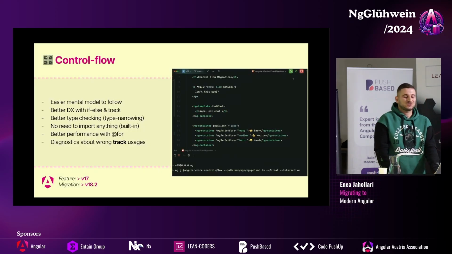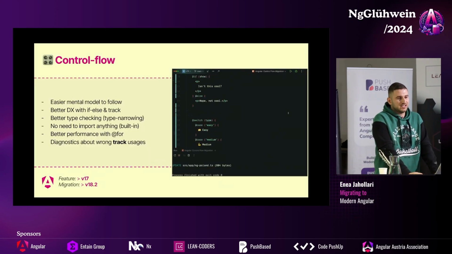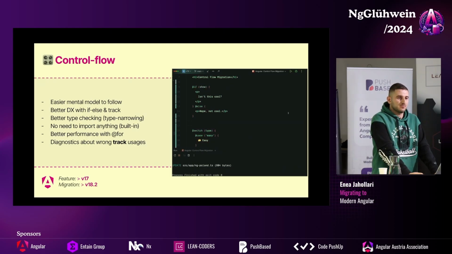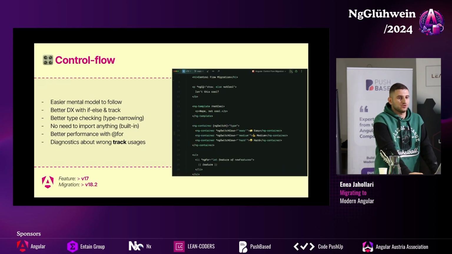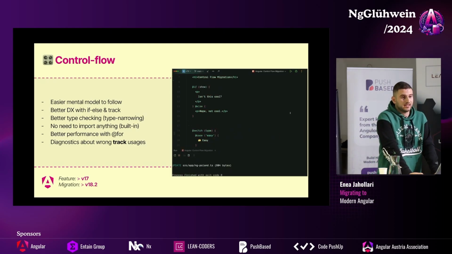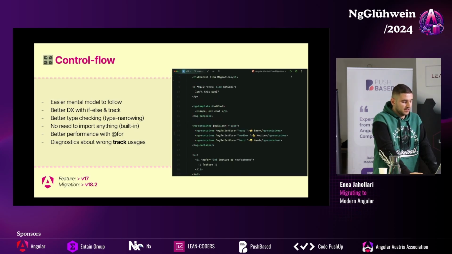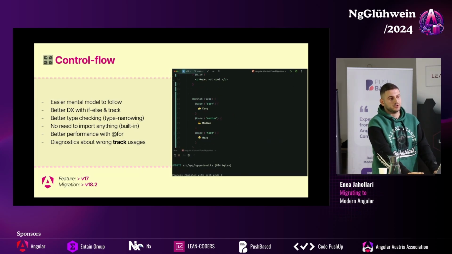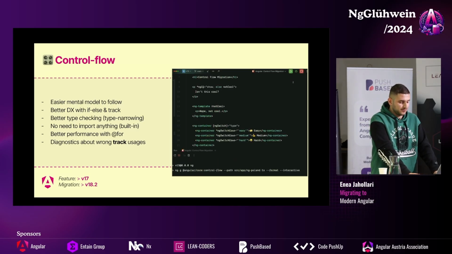Good. Control flow, of course, is really good. It's an easier mental model. You don't have to care about ngIf or ngTemplate and ng other templates when you want to do something like else if and stuff like that. It has better type narrowing. And with the new @for, you also get better performance because there's less stuff to do at runtime.